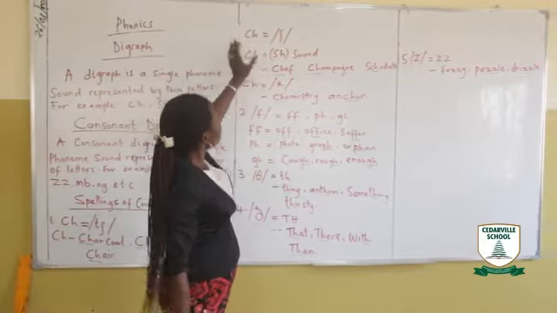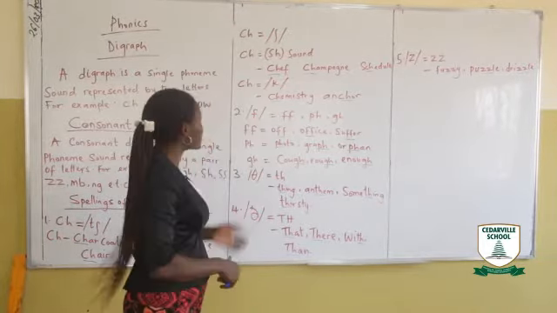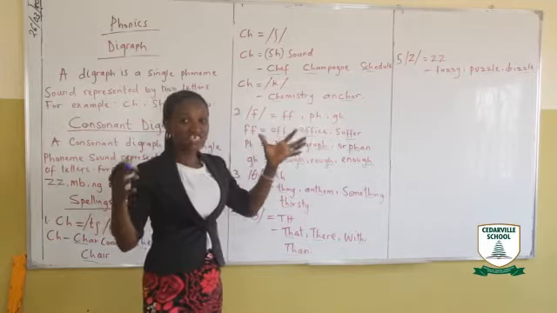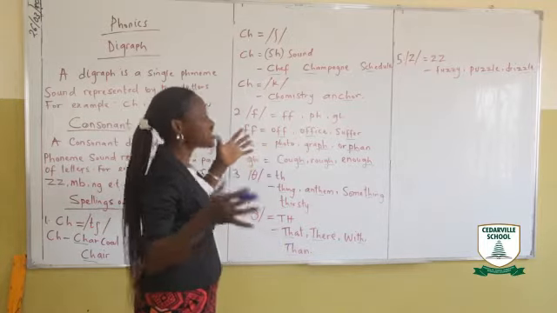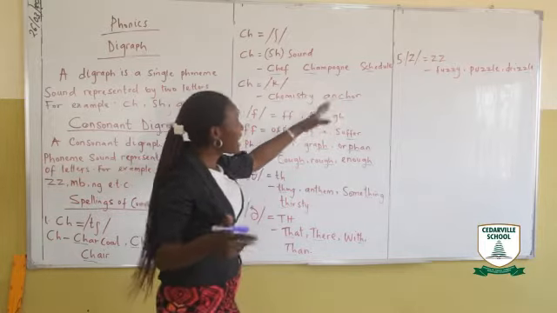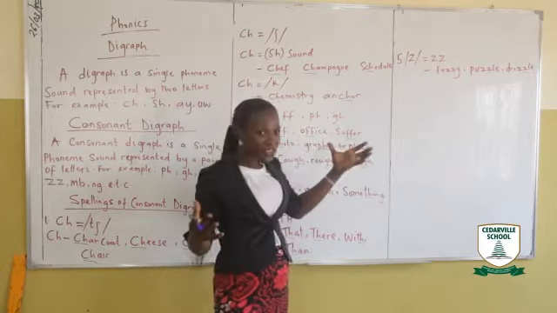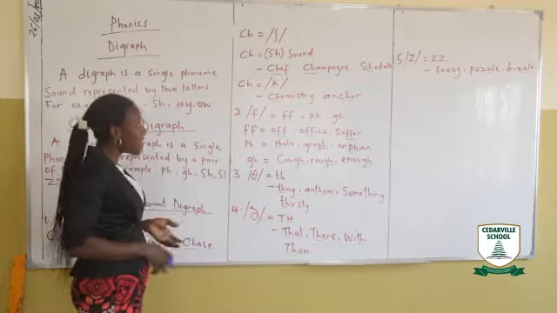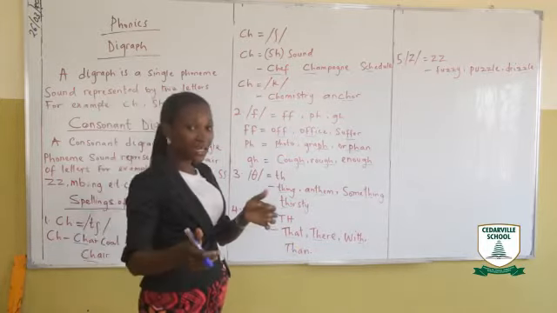And then moving on, we still have the digraph CH, but which now gives a sh sound. And so we have chef, and we have champagne. Next we have shadow.